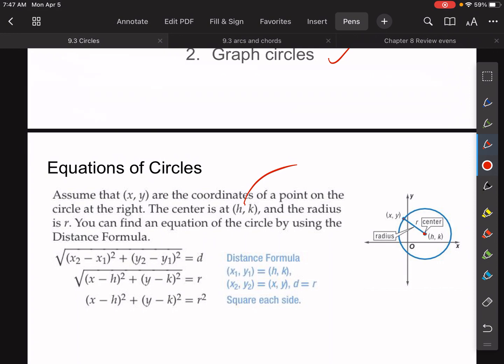So when we see this equation for a circle here, x minus h squared plus y minus k squared equals r squared, remember that that's just the distance formula, and it's marking the distance from a center point. Okay, so x minus h squared plus y minus k squared is equal to the radius, or that distance squared, okay, from center to any edge point.